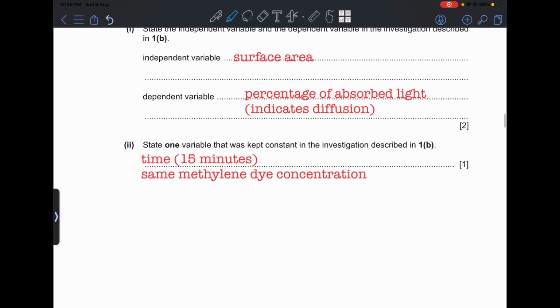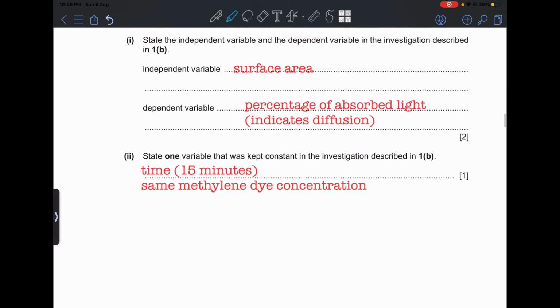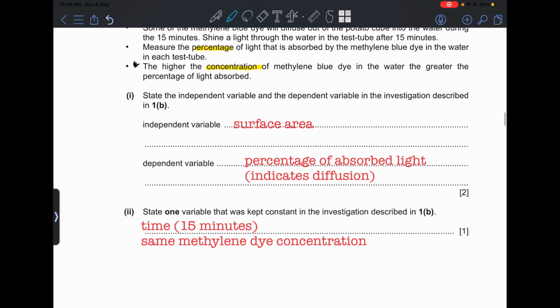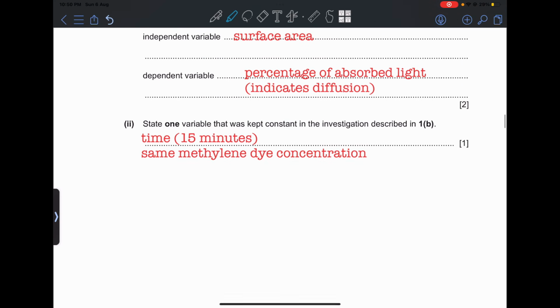State one variable that was kept constant in the investigation described in 1b. This is of course the time. You can also say the amount of time that the potato cubes were soaked in, or you can just say time. You can also say the same methylene blue dye concentration.